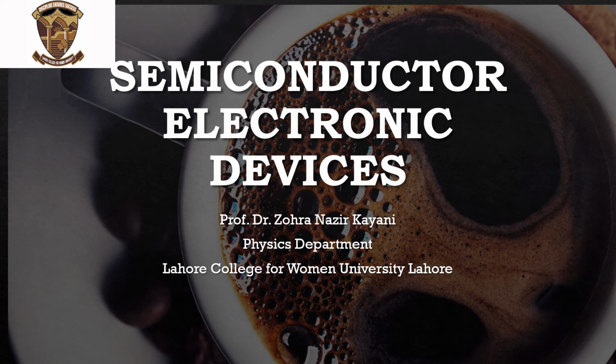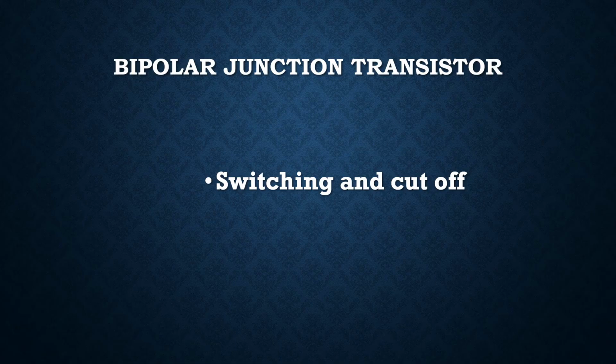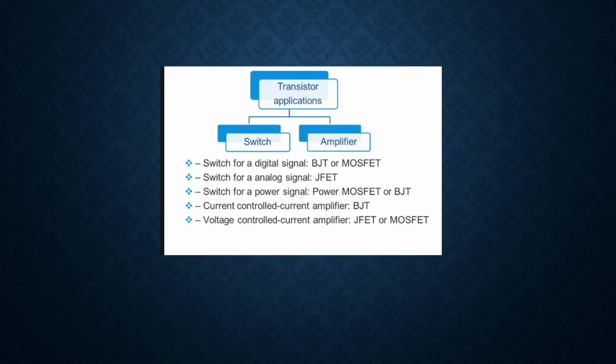This is MS class. Physics is the major subject and I'm teaching you the course Semiconductor Electronic Devices. This is a series of lectures and today we will discuss switching and cutoff in the bipolar junction transistor.